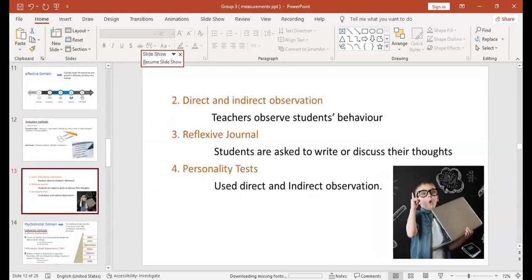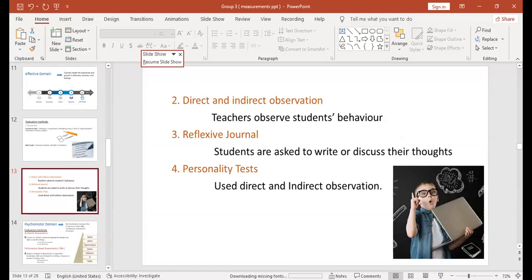My next slide is the second evaluation method here: direct and indirect observation. Here teachers observe students' behavior and interactions during class activities to gauge their attitudes. And the third one is the reflective journal. Here students are asked to write or discuss their thoughts and feelings about the subjects or task.